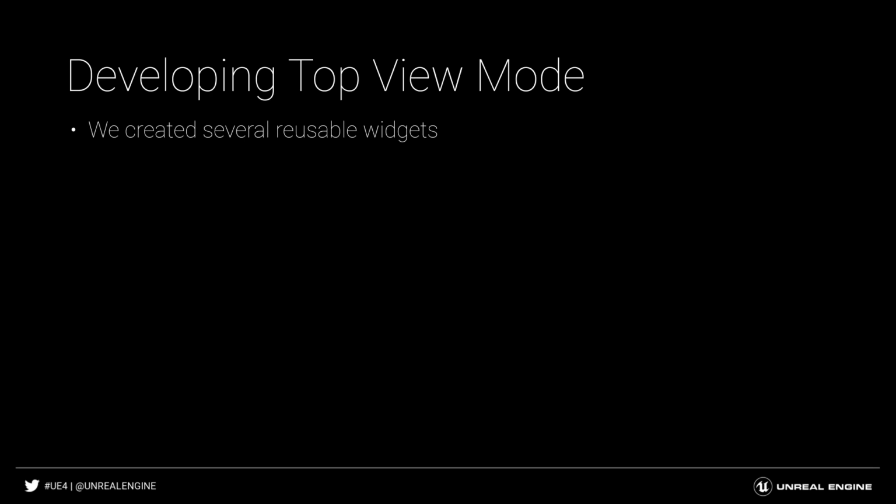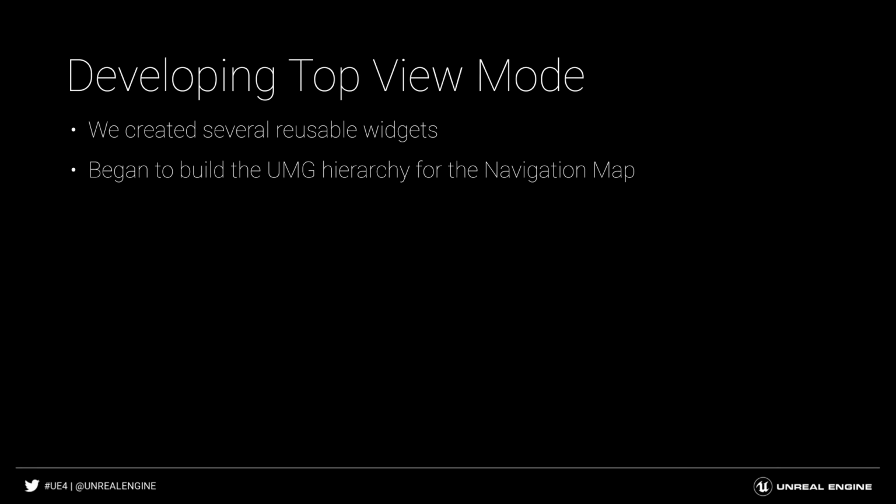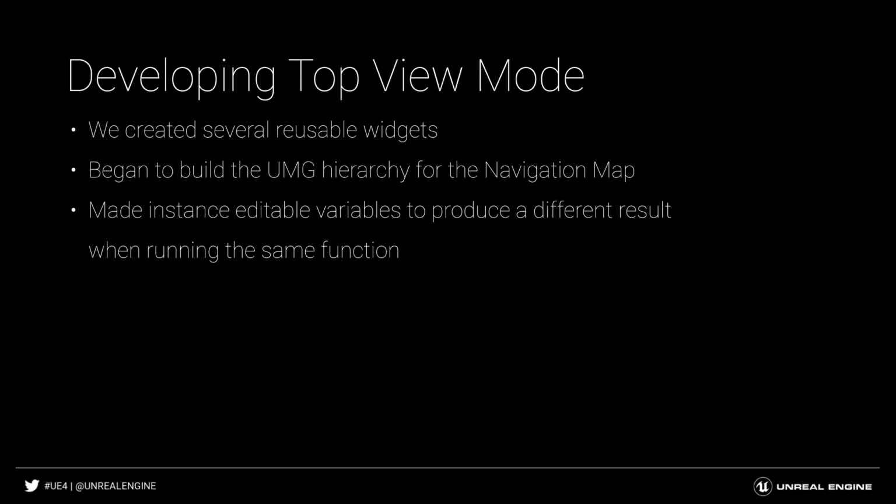We have created several widgets and began to build the UMG hierarchy for the navigation map. We also gave the button widgets an instance editable variable so that each produces a different result when clicked. Next, we enable spawning of the navigation map from the VR pawn using the motion controllers.